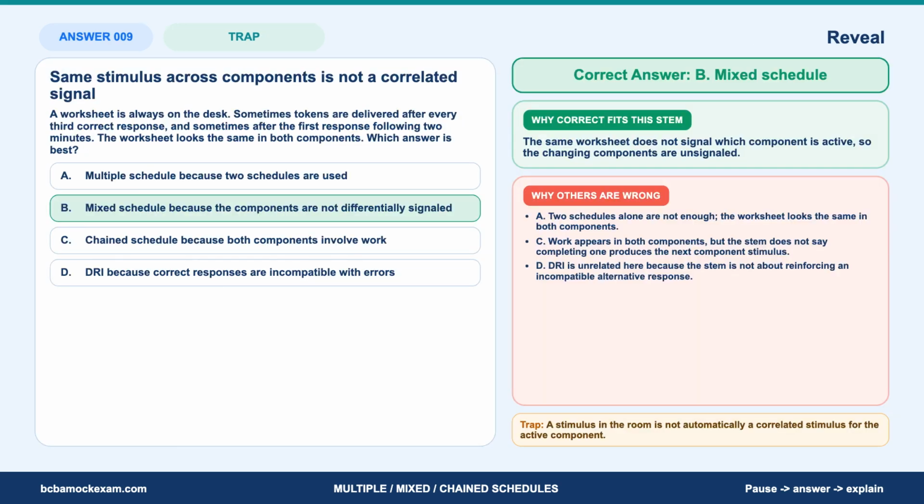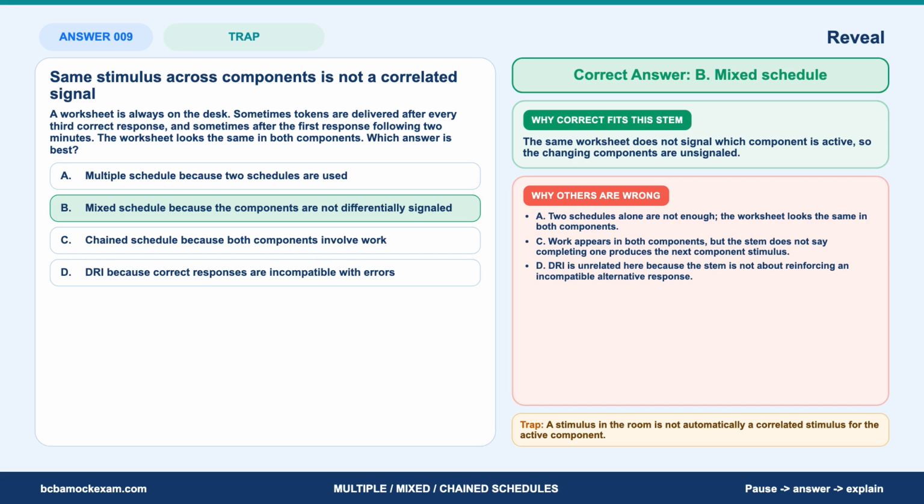Mixed schedule. Here is why it fits this stem. The same worksheet does not signal which component is active, so the changing components are unsignaled. Now, check the distractors. For A, 2 schedules alone are not enough. The worksheet looks the same in both components. For C, work appears in both components, but the stem does not say completing one produces the next component stimulus. For D, DRI is unrelated here because the stem is not about reinforcing an incompatible alternative response.